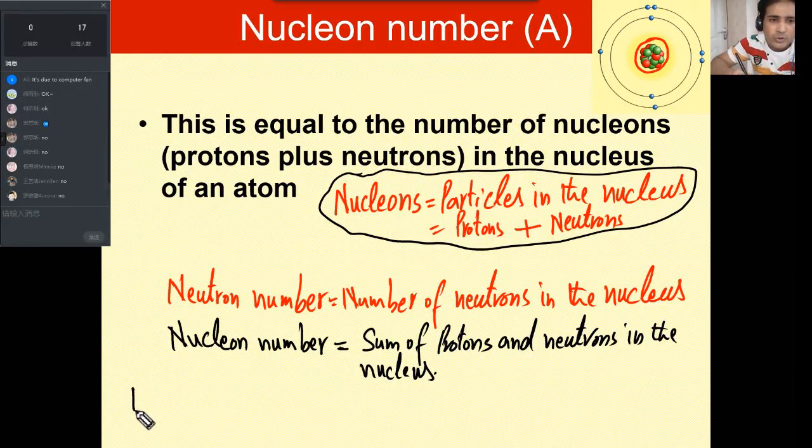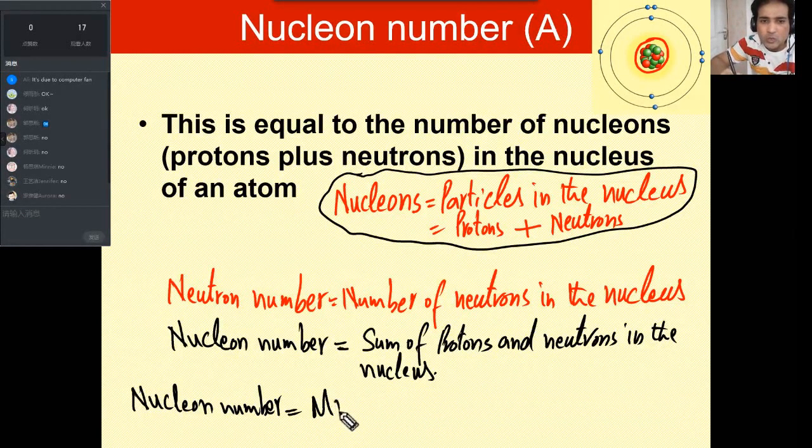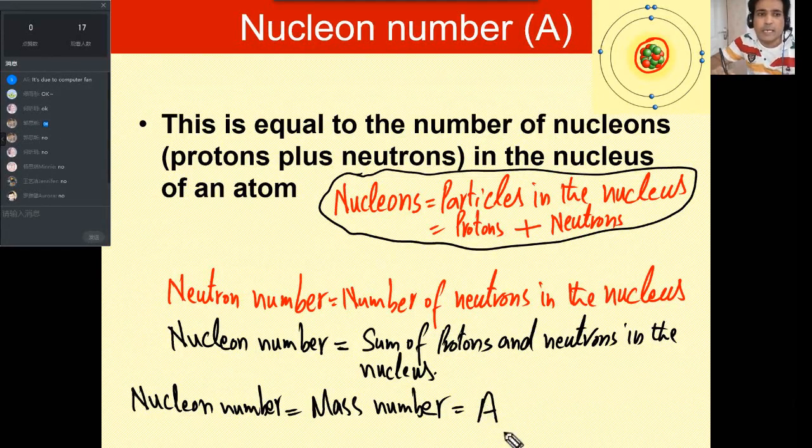We also have another name for nucleon number. The nucleon number is also called the mass number, and we use the letter A for this one. So the nucleon number is equal to the mass number. It means we can use the letter A for this one.